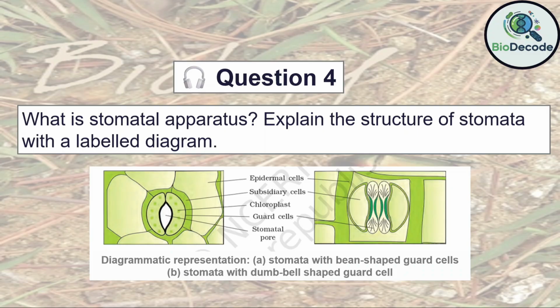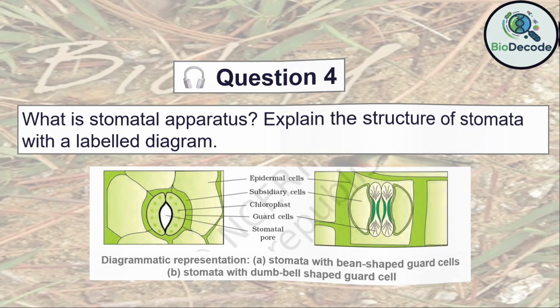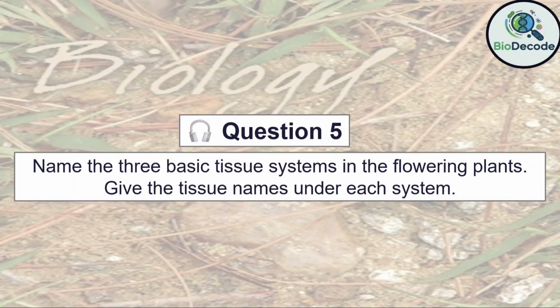Now, let us recall the three fundamental tissue systems found in flowering plants. Question 5. Name the three basic tissue systems in the flowering plants. Give the tissue name under each system. Answer. The three basic tissue systems in flowering plants are: first, the epidermal tissue system. It forms the outermost covering of the entire plant body. It includes epidermal cells, stomata, and epidermal appendages, such as trichomes and root hairs.